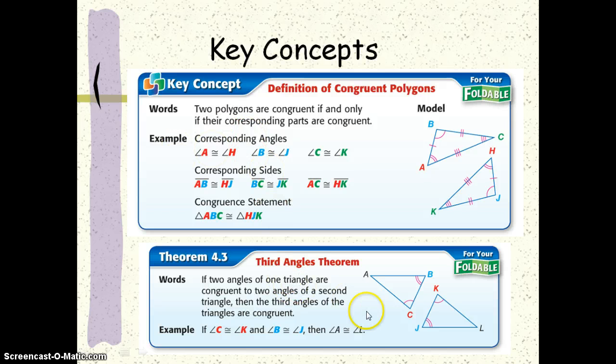And the second theorem we learned about was the third angles theorem, that if two angles of one triangle are congruent to two angles of another triangle, then the third angles of both triangles will be congruent.